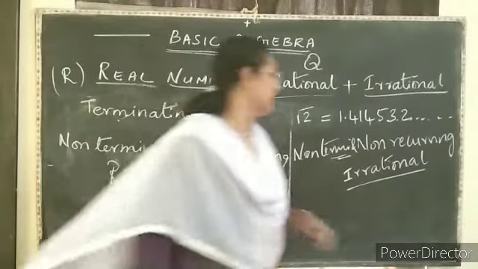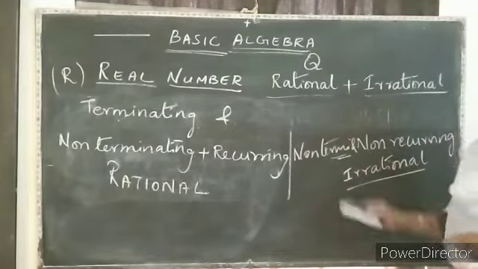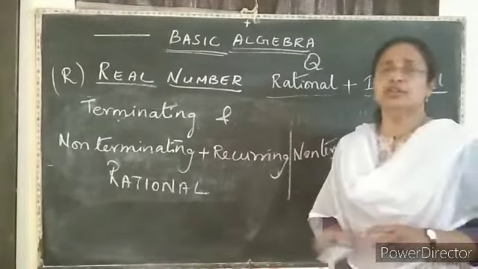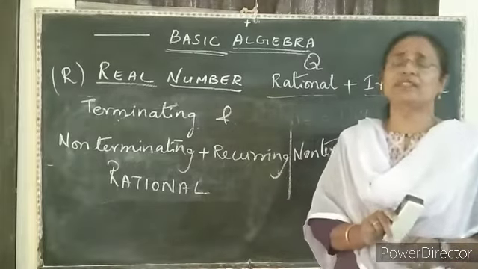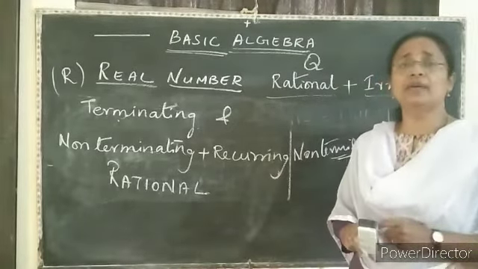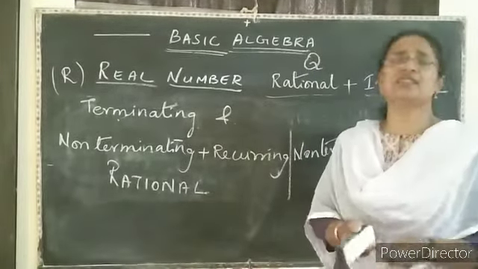Now, coming to the irrational number, it is a non-terminating and non-recurring number. Is it clear for you? With the help of this concept, we are going to discuss the first sum of the exercise. So you are going to try it. Now let's discuss the special properties of the real number.